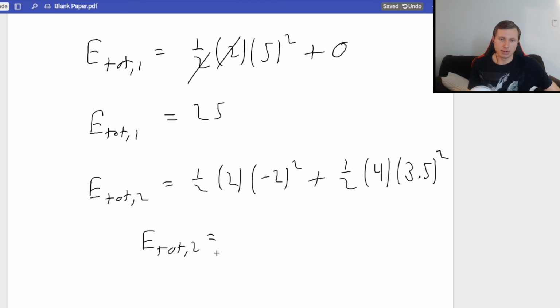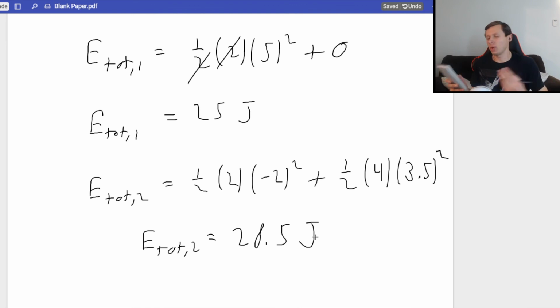Let's break out our calculators. 2 times 3.5 squared. Oh, this is funny. I love this example, actually. I'm glad this happened. 28.5 joules. Again, units for energy is joules.